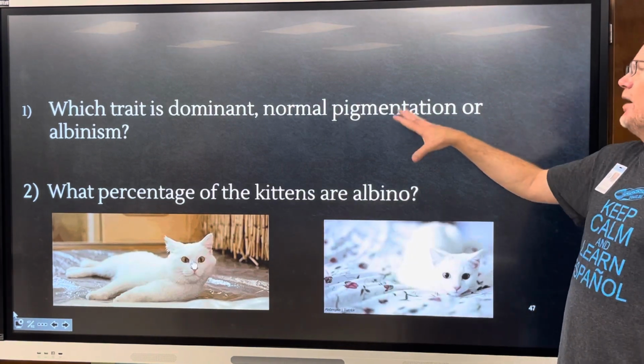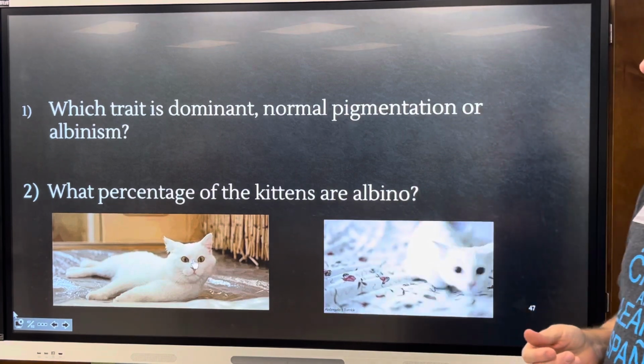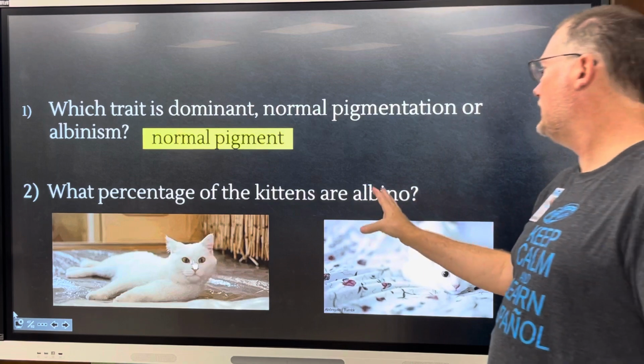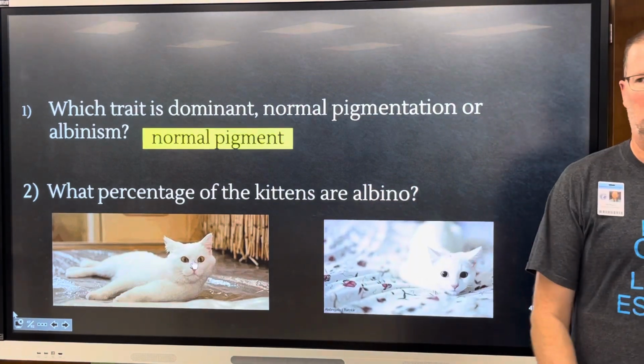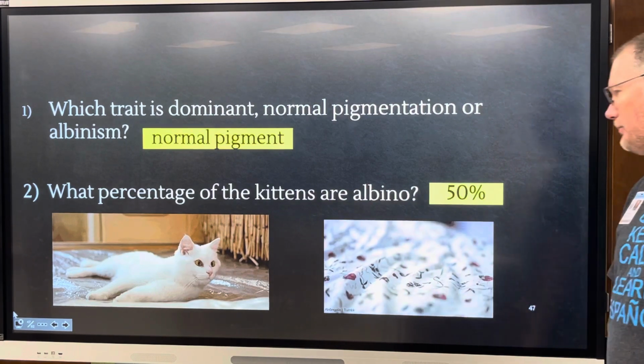So which trait is dominant? Normal pigmentation or albinism? Normal, right? Which percent of the kittens are albino? What percentage of those kittens before were albino? 50%, right?